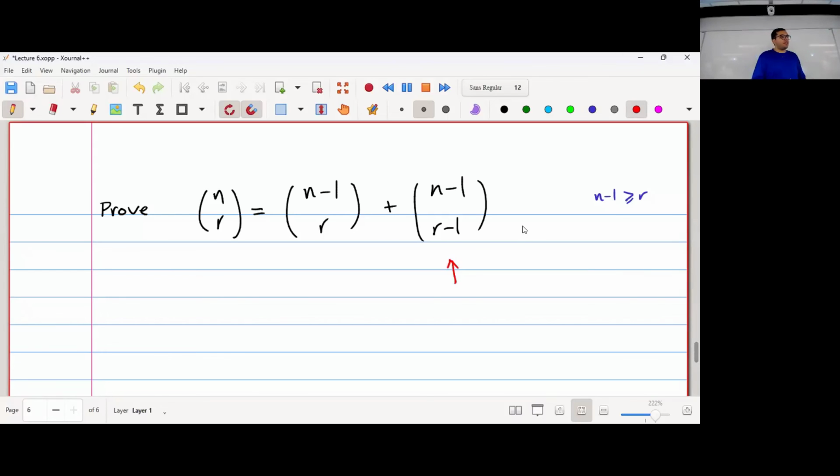If I don't have the first person in my team, from the remaining n minus 1 people, I have to choose all of the r people. So this is the number of teams that don't have the first person. So n choose r is equal to n minus 1 choose r minus 1 plus n minus 1 choose r. Again, you could also give a proof of this using induction and the factorials and everything. I don't want to do that.